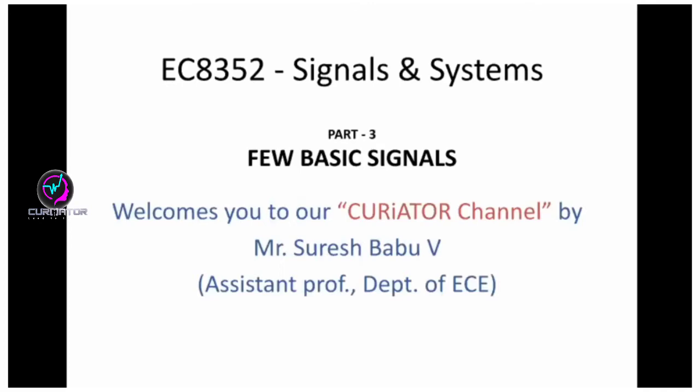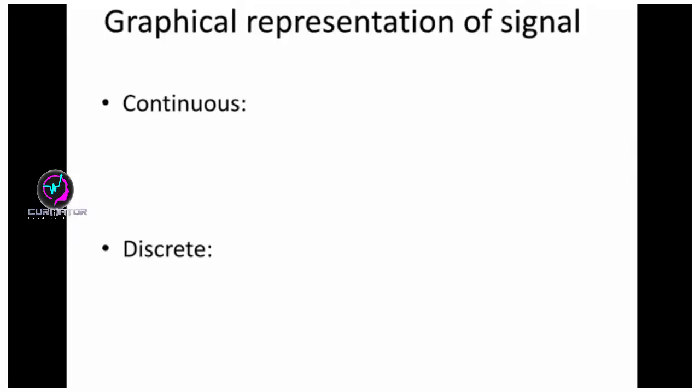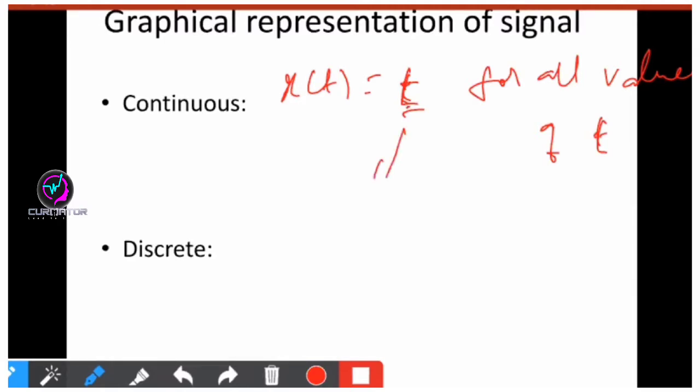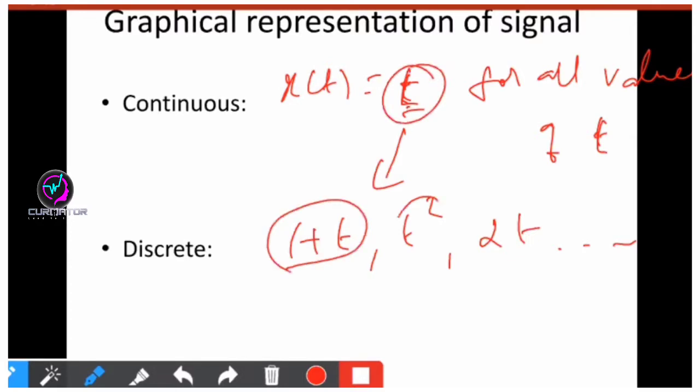Let us consider an example, x of t. It can be represented like this: x of t equal to t for all values of t. It means x of t varies with respect to t in this functional relationship. This t can be anything like t plus 1, t square or 2t. It can be anything. Just for example, I represented it as t. It can be any function of t.